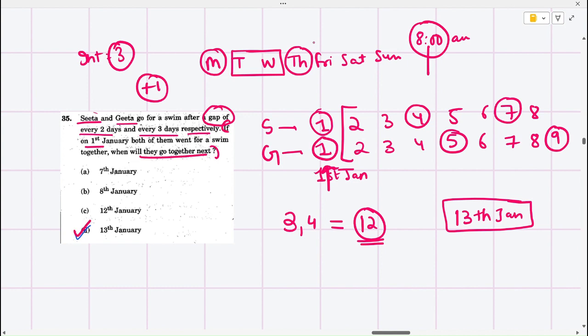So we need to focus upon this thing, that the same day does not get included. We always start from the next second, and whatever time or unit has been given to us, on that basis. So the answer for this particular question will be that they will go together on the 13th of January next.